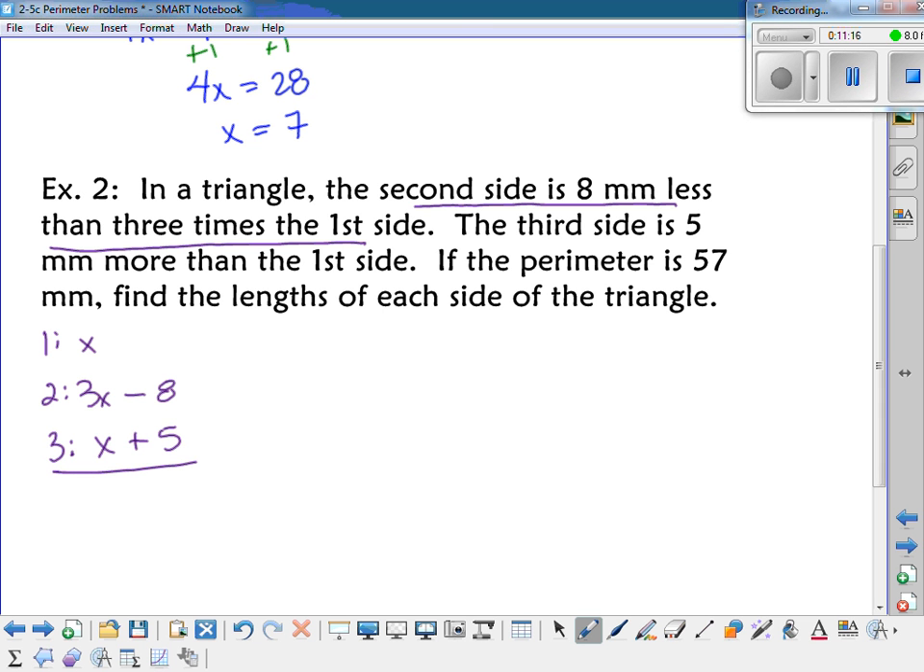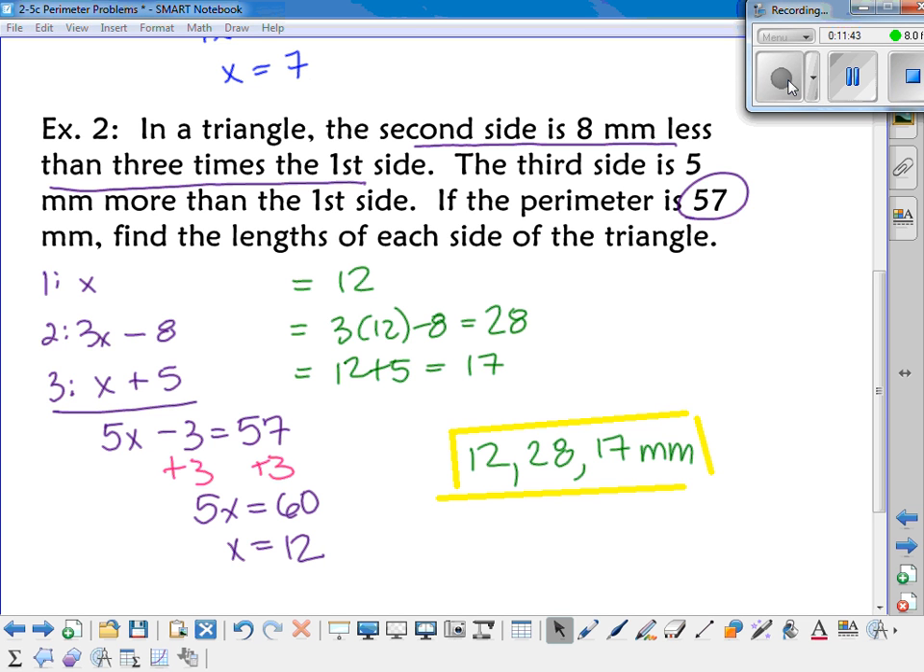All right, so if we combine our like terms and add them together, I get 5x minus 3, and that has to equal the perimeter of 57. So go ahead and solve for x and see if you can figure out what those 3 sides are. Okay, so when you solve for x, you should have gotten that x was equal to 12, and when I plug it back in, the first side is 12, the second side is 28, and the third side is 17.